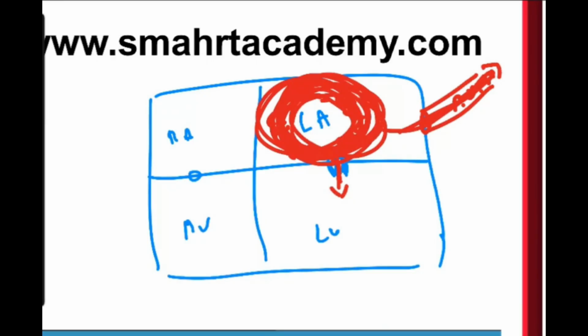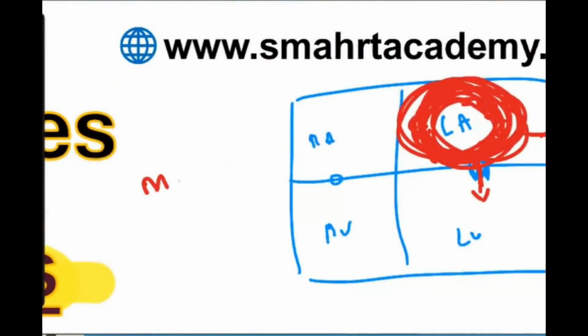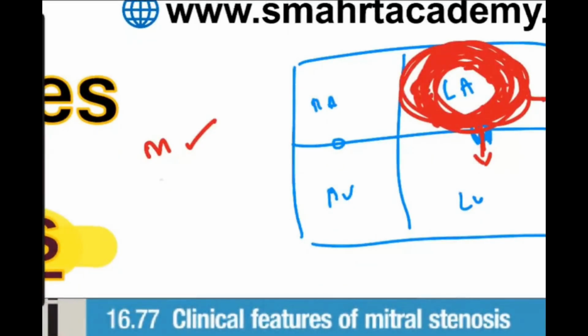Now tell me, will you hear a murmur? Yes or no? If there is turbulent flow here, yes, turbulent flow. So a murmur must be there. Now the next question: which murmur? Systolic murmur or diastolic murmur? Which murmur should come here? Systolic murmur or diastolic murmur? Yes, diastolic murmur should come.